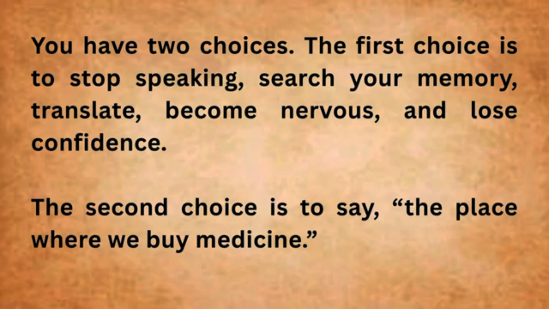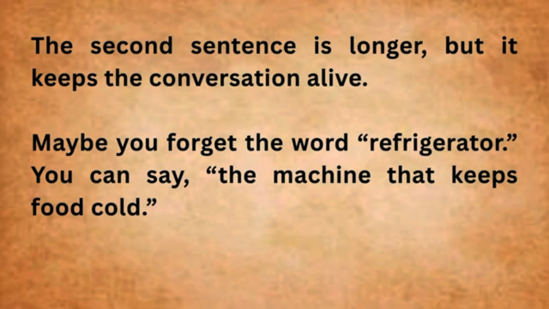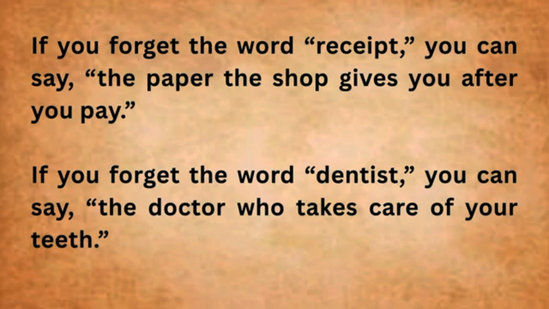You have two choices. The first choice is to stop speaking, search your memory, translate, become nervous, and lose confidence. The second choice is to say, "the place where we buy medicine." The second sentence is longer, but it keeps the conversation alive. Maybe you forget the word refrigerator. You can say, "the machine that keeps food cold." If you forget the word receipt, you can say, "the paper the shop gives you after you pay." If you forget the word dentist, you can say, "the doctor who takes care of your teeth."